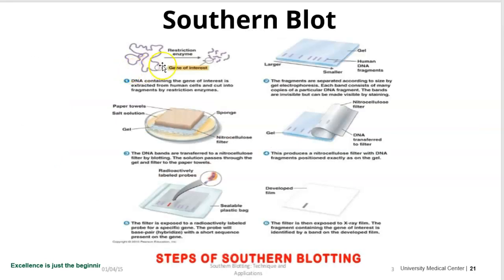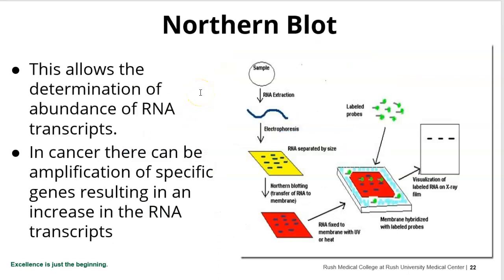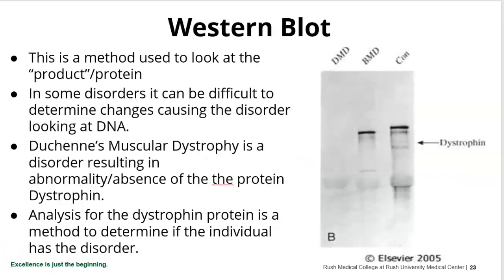So in Southern blotting, we cut our DNA with our restriction enzyme. We separate it. We then move the DNA onto a filter. We add either a radioactive probe or a fluorescent probe, and then we can look at it and see where it is. Northern blotting is where we have our RNA, so instead of DNA, we look at RNA, we separate it, and then we can look at it again using either radioactive or fluorescent probes.